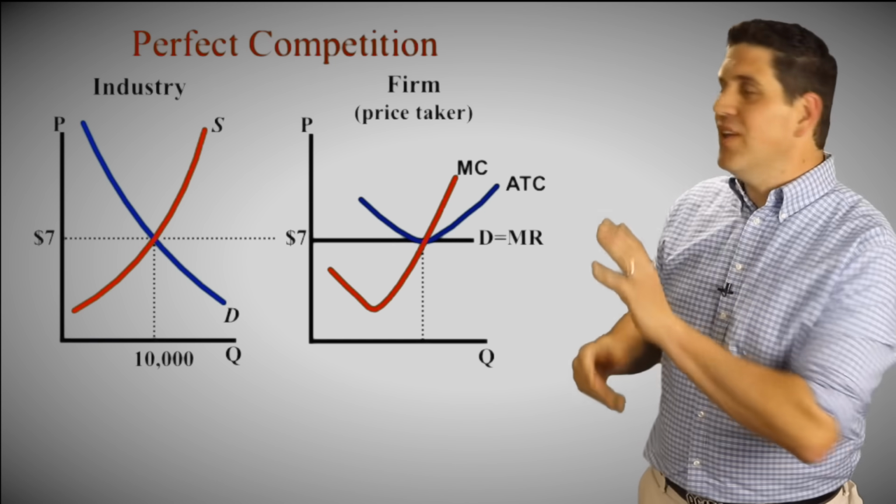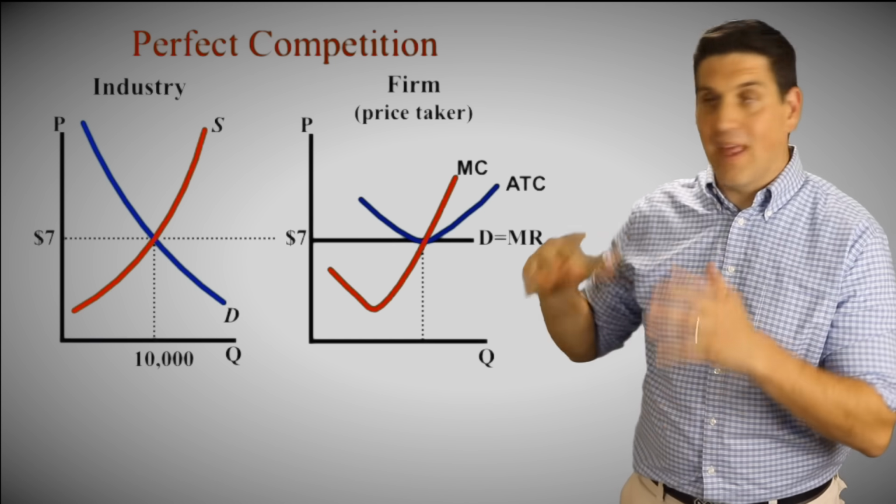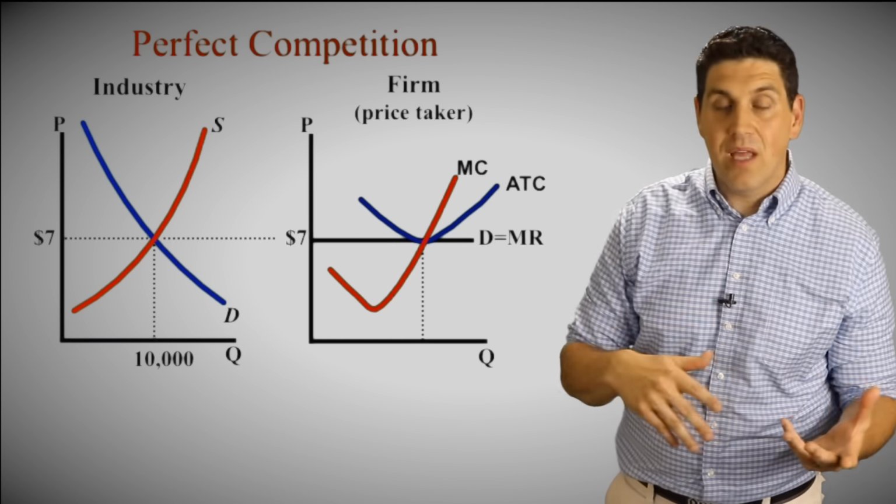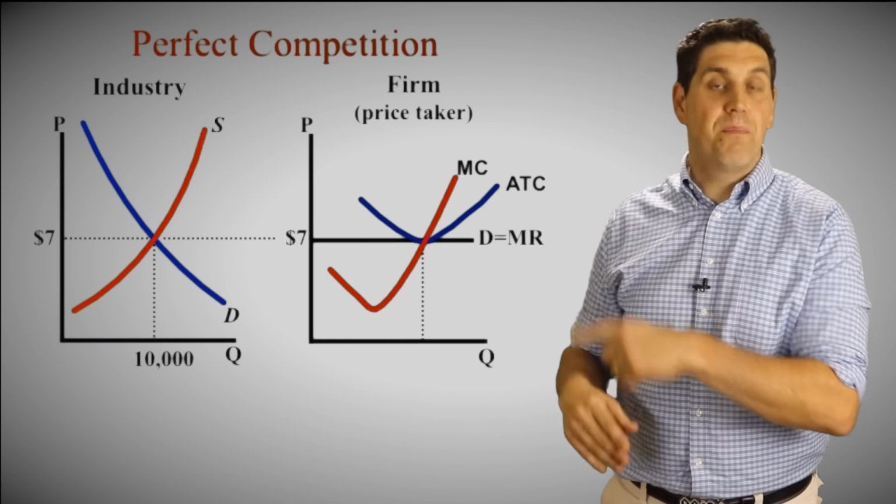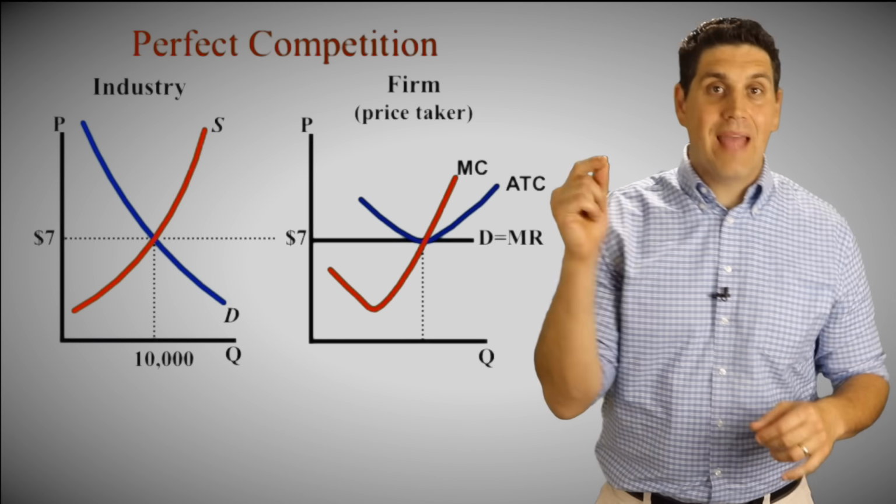In other words, this is not a bad thing. This means they're breaking even. They can't make more money doing something else. They're not losing any money. This is the idea of a normal profit. But they are making positive accounting profit.